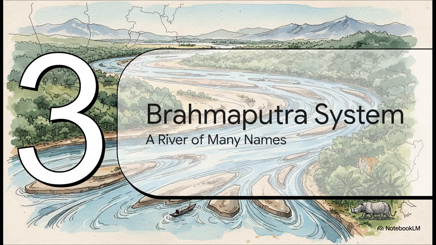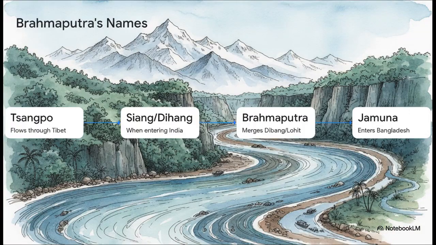Shifting focus east, we hit Section 3, the Brahmaputra River System. This river is famous for constantly changing its identity. Honestly, this river is like a spy with multiple aliases, and this sequence is something you absolutely must remember. Up in Tibet, it's known as the Tsangpo. Now, crucially, when it cuts through the Himalayas into India, it is not called the Brahmaputra yet. It's called the Siang or Dihang. It only officially becomes the Brahmaputra after it is joined by the Dibang and Lohit rivers. Finally, flowing into Bangladesh, it takes on its final alias, the Jamuna.